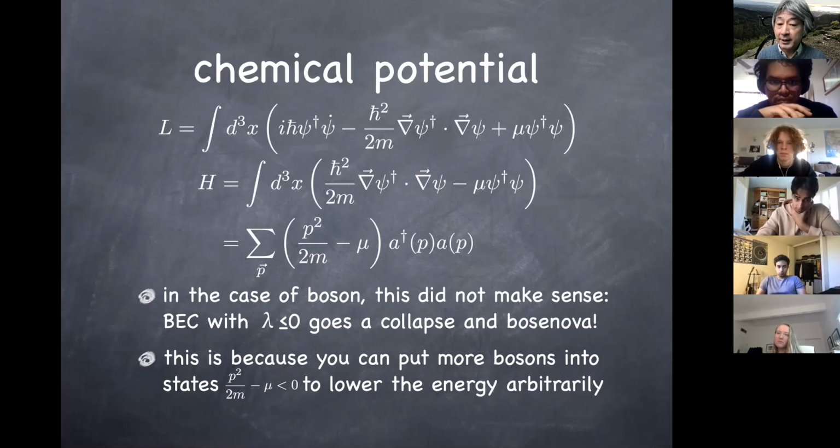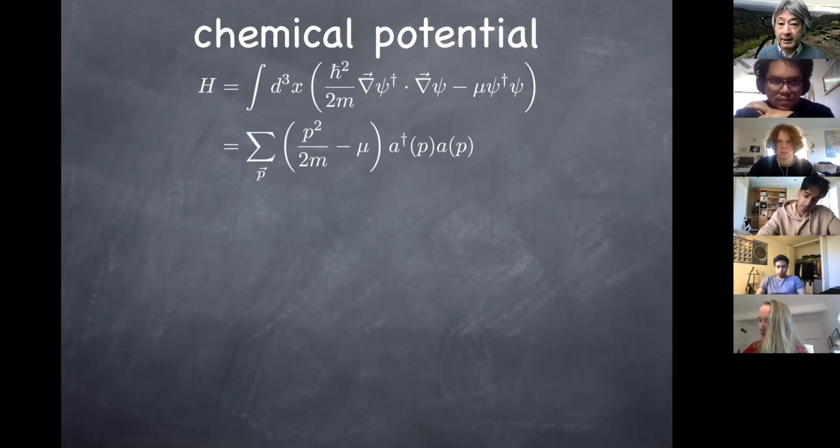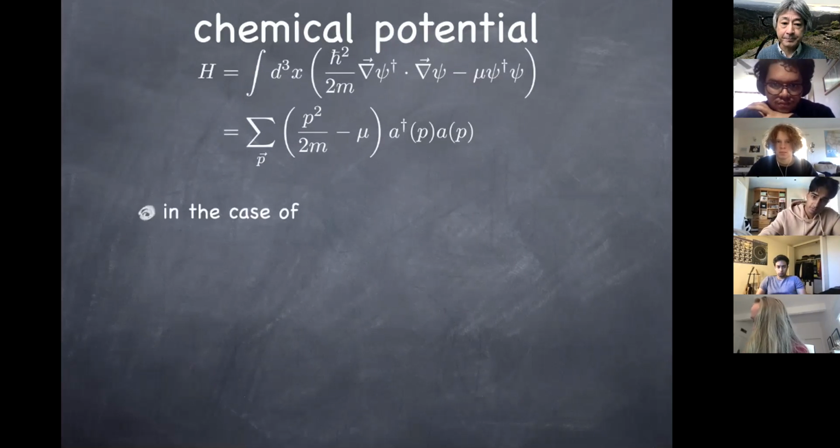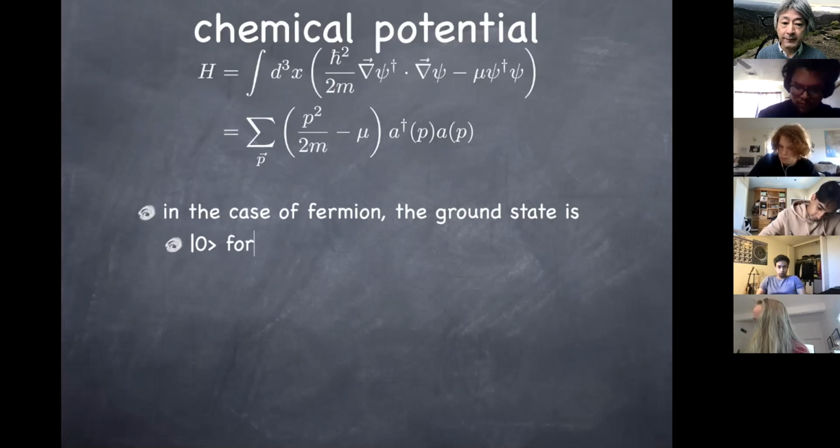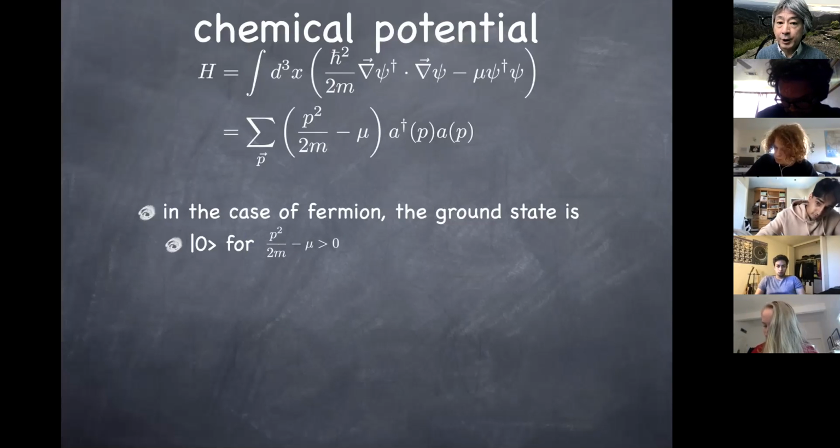Okay, so now we look at the case of fermions, and even without repulsive potential, you do find a well-defined ground state with positive chemical potential. That's the major difference here. So in the case of fermion, the ground state of this Hamiltonian is pretty obvious. You use the vacuum state for every momentum where p squared over 2m minus mu is positive, because if you put one particle in there, you would increase the energy. So that's not the ground state. So you keep the state vacant.